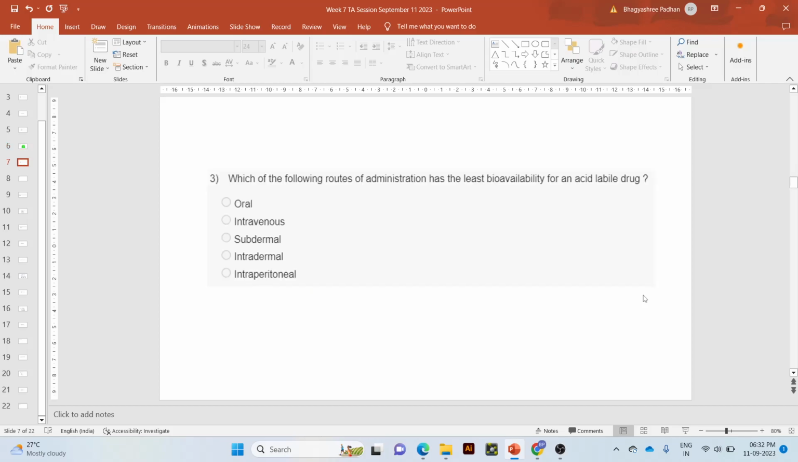Third question was, which of the following routes of administration has the least bioavailability of an acid labile drug? Only in case of oral, the drug will go to the stomach and might come in contact with the stomach acids that can damage the acid labile drug. So this will have the least bioavailability. Other than that, none of these routes come across the acid. So oral will have the least bioavailability.